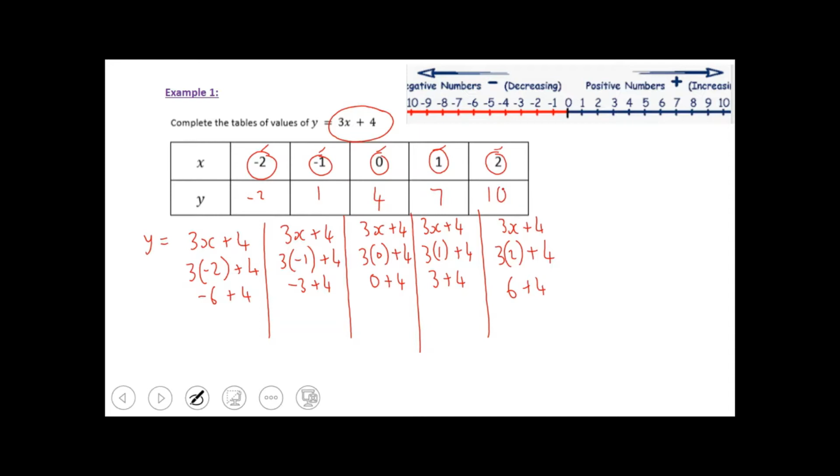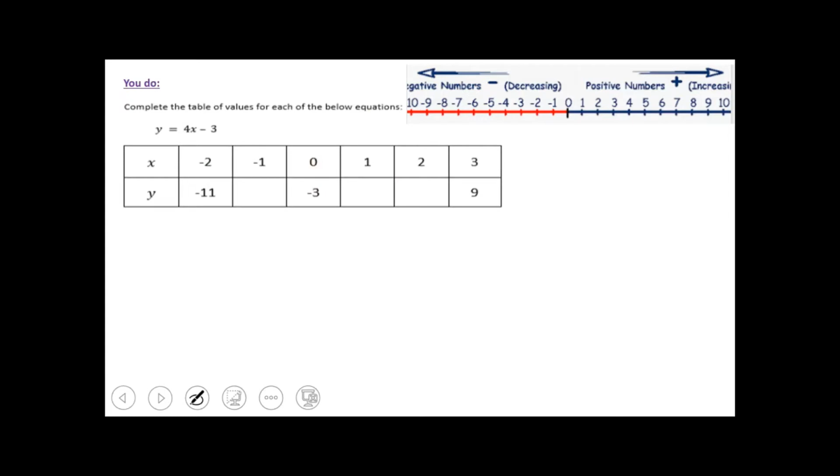What I want you to do now is attempt this question for yourself using the same method that I used. This time, remember the question says 4x minus 3. And 3 of these have been done for you already. So what you're doing is just looking for minus 1, 1 and 2. Can you pause the video now, please?